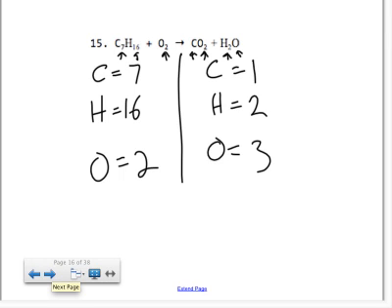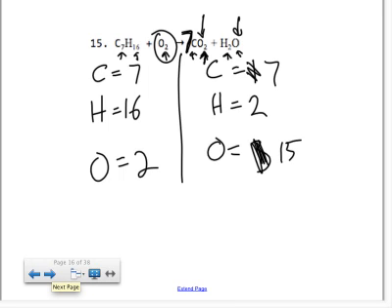Okay, so I'm going to go ahead and start. Remember, if you've got oxygen by itself, save it to last, because a lot of times you can go back and fix things at the end with an element that's by itself. So I'm just going to start at the top and work my way down. I've got 7 carbons on the left and only 1 on the right. So if I multiply CO2 by 7, that gives me my 7 carbons on the left. Does change the number of oxygens though, because the 7 times O2 means I've now got 14 oxygens in this molecule, and I've got another one here, so that's 15 oxygens.